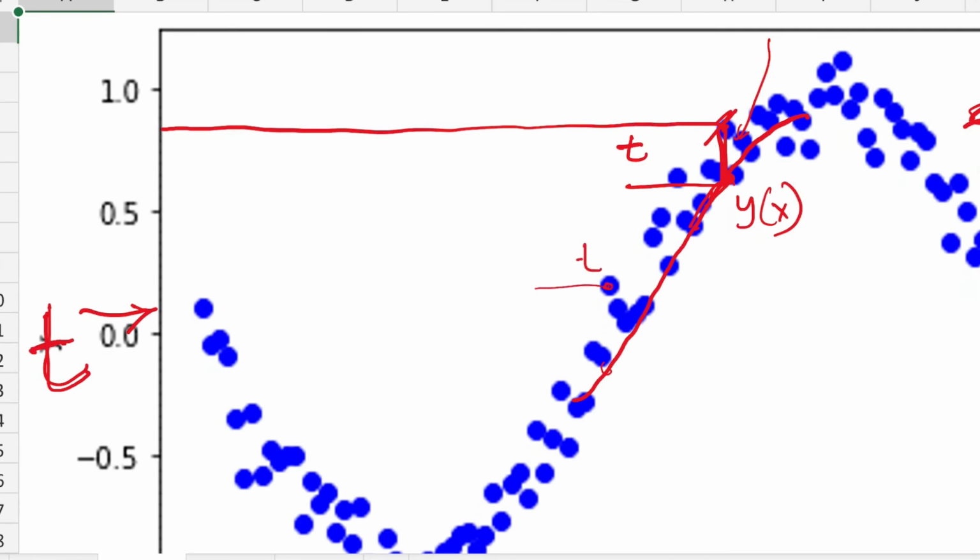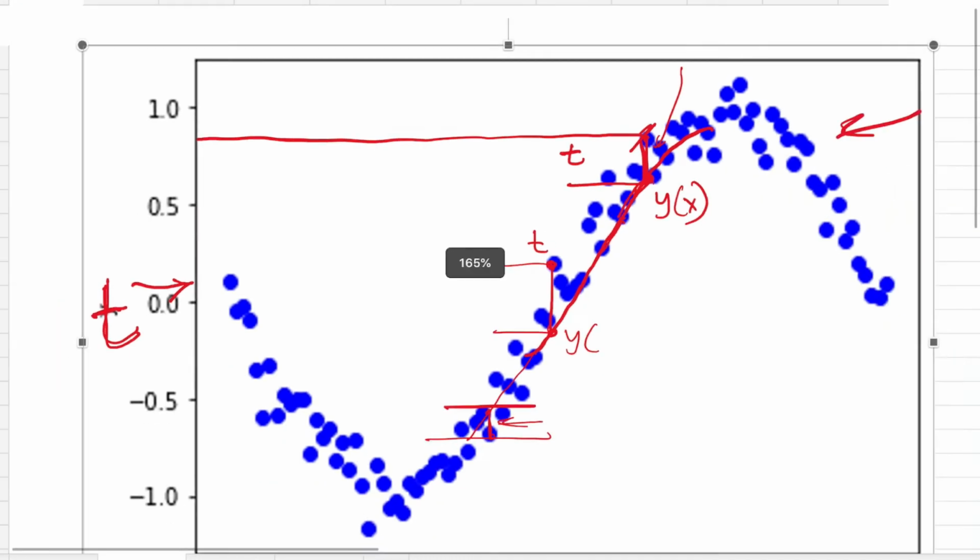So for each data point, if we talk about this one and this one, this is t, and this one is y, meaning the prediction, because this is the predictive function, and this would be the difference between these two values. At the same time, if we take this point and this point, this would be the error, right? This would be the error.